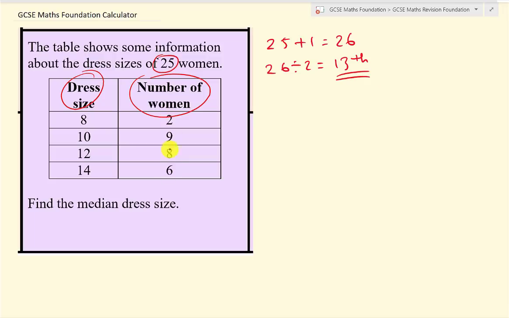Now let's add up the total number of women. So we've got 2 add 9, which is 11. And 11 add 8 is 19. Now the 13th woman doesn't lie here, which is not the dress size 10, but it lies somewhere here. So the 13th woman has the median dress size, which is going to be 12. So the median dress size is 12.